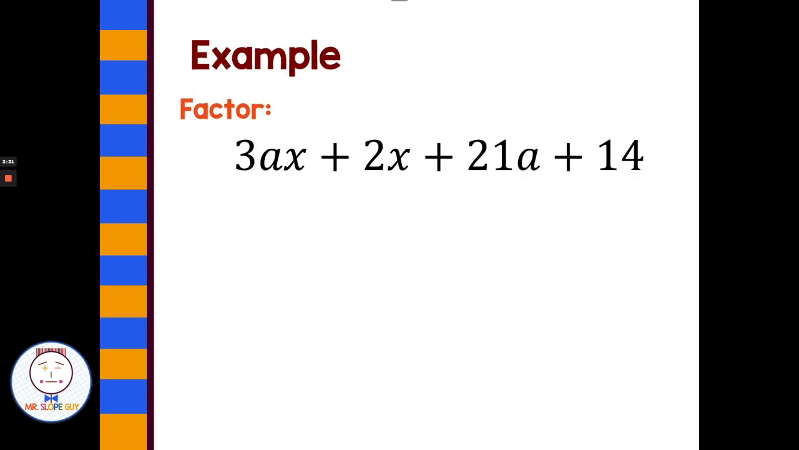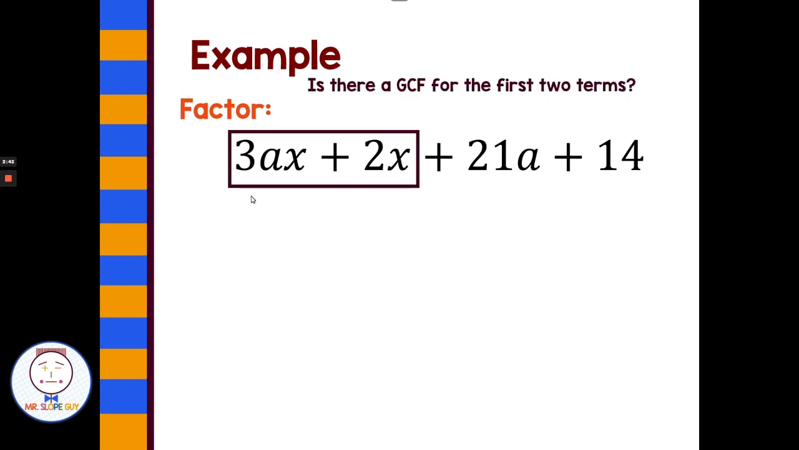So let's look at an example of factor by grouping. We have 3ax plus 2x plus 21a plus 14. If I look at the first two terms and look for a GCF, I have a GCF of x. And if I divide 3ax by x, that leaves me with 3a. 2x divided by x leaves me 2.